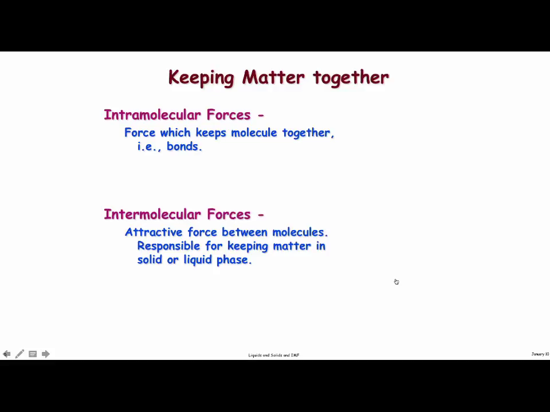Now, what are intermolecular forces? Well, intermolecular forces are what keep matter together. But make sure you understand the difference between intermolecular forces and intramolecular forces. Intra means within a chemical or within a body. Inter means between chemicals or between bodies. So intramolecular forces are the forces that keep molecules together. Examples are bonds, either covalent bonds or ionic bonds.